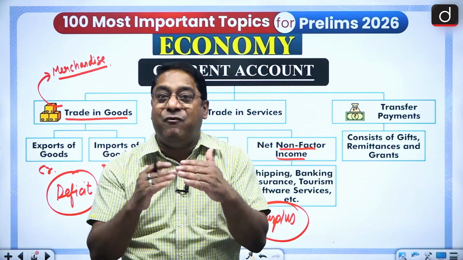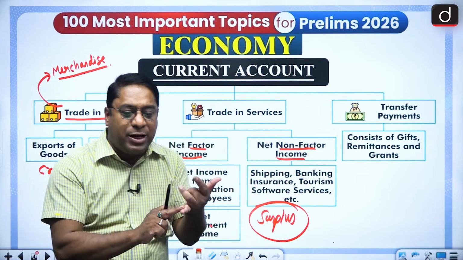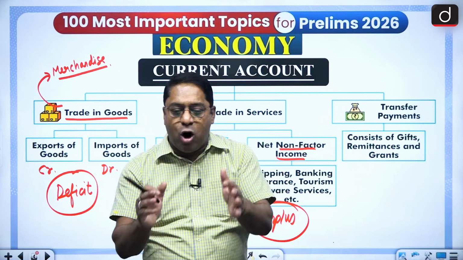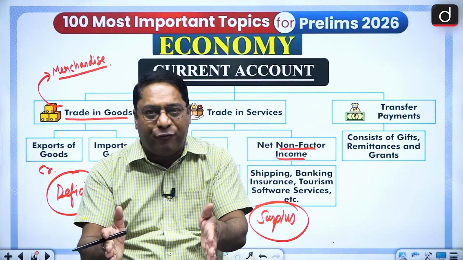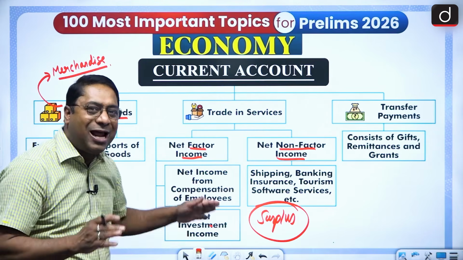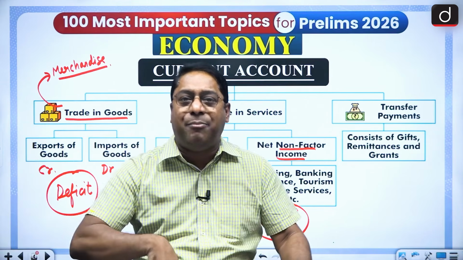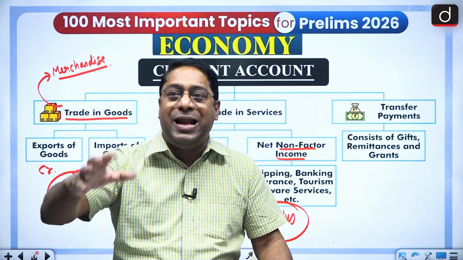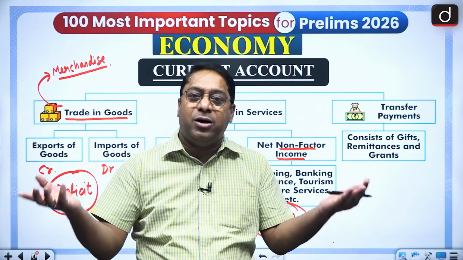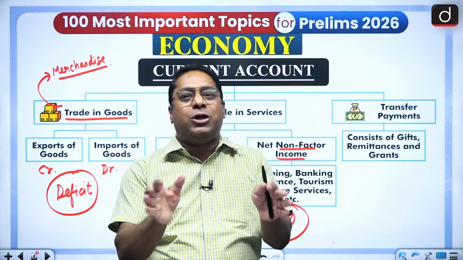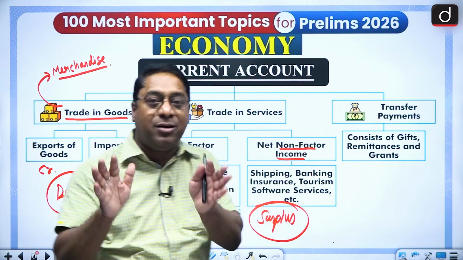And in the same way, investment income can be in the form of interest, dividends, profit, wages and salary. So anything which is coming to India is credit. Any investment income going out of India is regarded as what? Debit. So everything you have to put under the credit and the debit table.